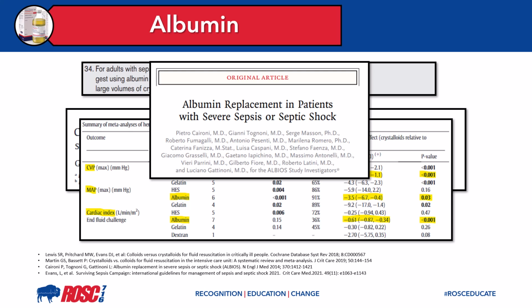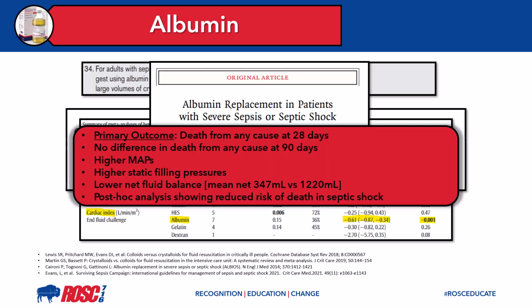So in summary, the paper used a hyperoncotic solution of albumin. They used a laboratory-driven protocol. It was non-blinded, and it was an Italian-based only paper. The primary outcome of the paper was death from any cause at 28 days. There was no difference. In addition, there was no difference in any secondary outcomes, including death from any cause at 90 days. However, when they took a look at their detailed numbers, they noticed a higher MAP, higher static filling pressures, and a lower net fluid balance.